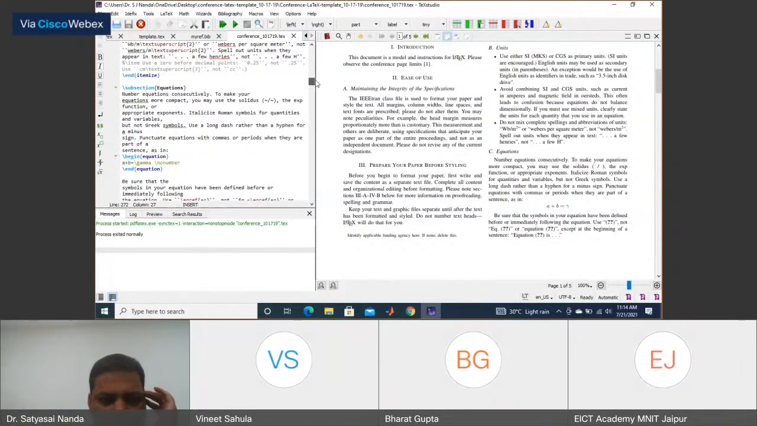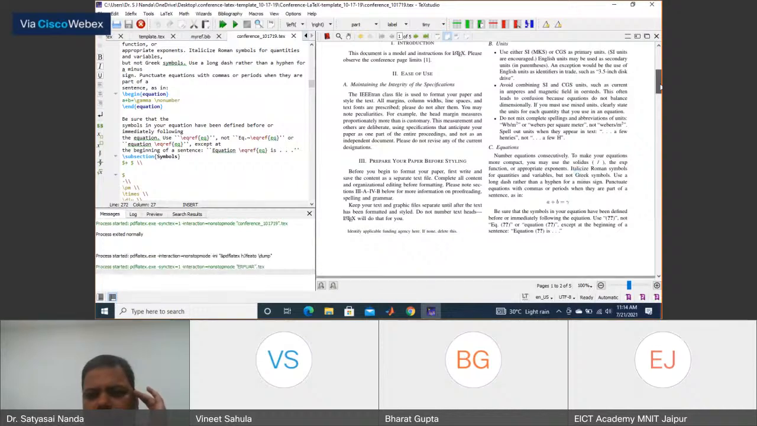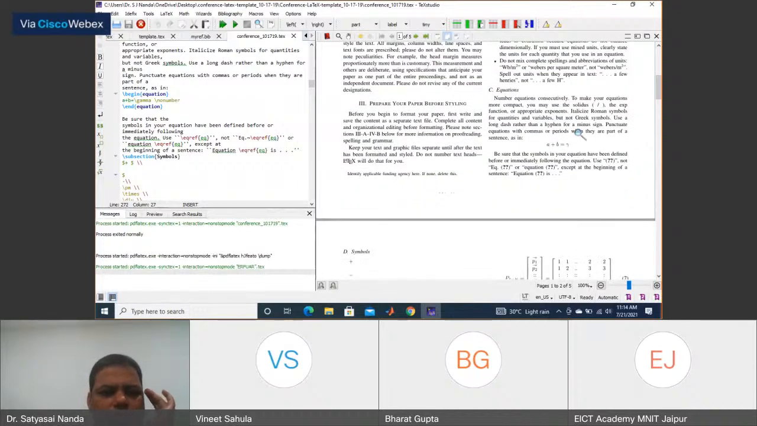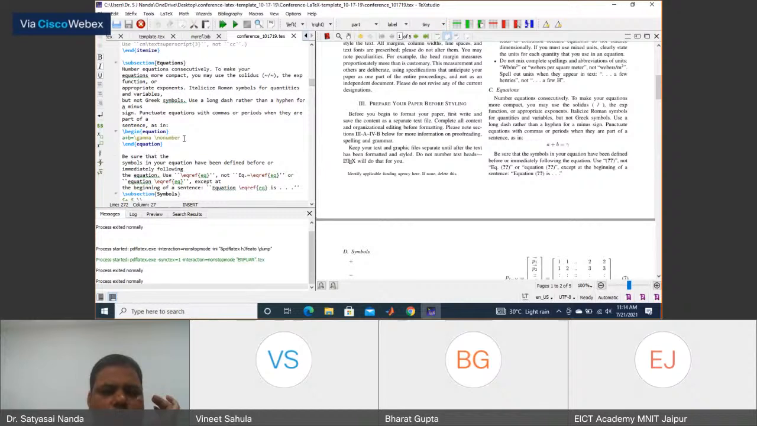So you can observe that here there is a very simple equation: A plus B is equal to gamma. In this particular equation, there is no number. You have to start with \begin{equation}, A plus B is equal to gamma, and \end{equation}. Here \nonumber, no number, is given.